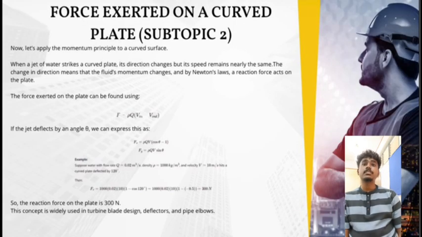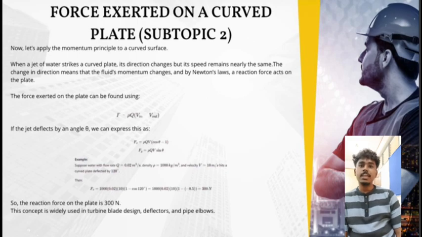For slide 6, now let's move to the calculation part. When a jet of water strikes a curved plate, its direction changes but its speed remains almost the same. This change in direction causes a change in momentum, which produces a reaction force on the plate. We are given mass flow rate of 10 kilograms per second, velocity of the jet is 15 meters per second, and angle of deflection is 120 degrees.